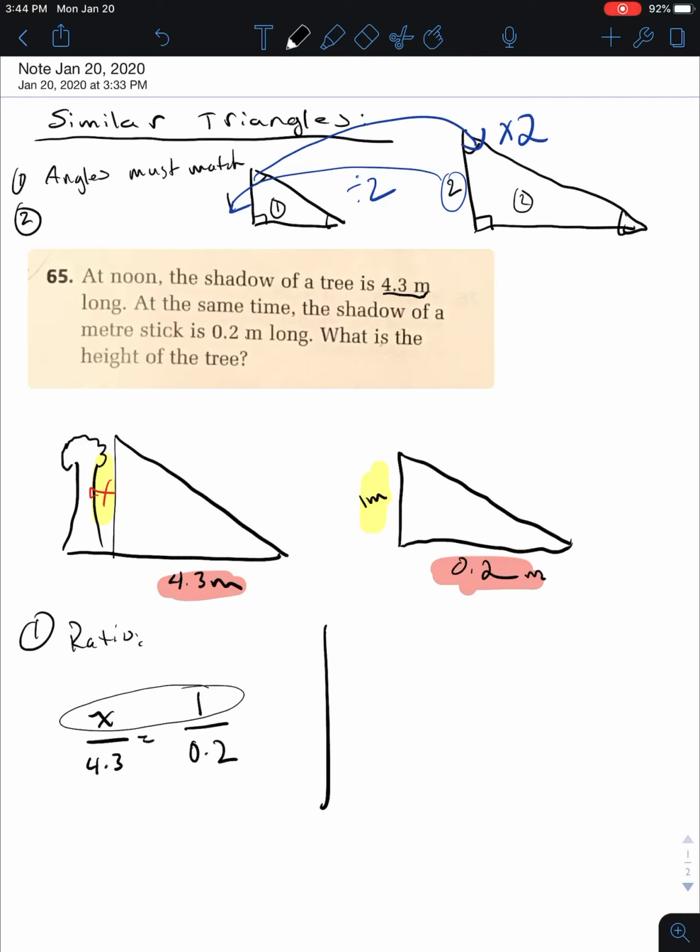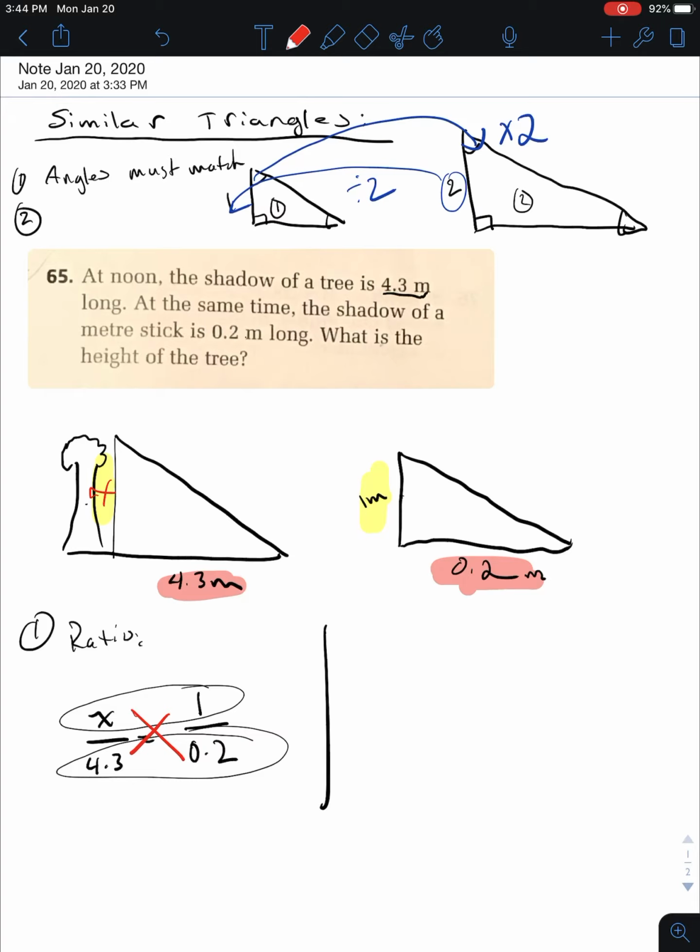Okay, so you can see how I chose to line these up. See how these go with each other? And then the bottoms go with each other. That's how I choose to kind of do a ratio, right? When you get to this stage now, you can cross multiply.